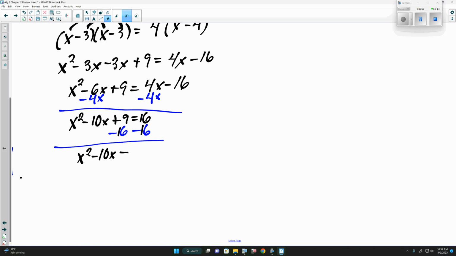Which would be, man, I'm just dropping everything. Because what is our, yep, because the 16 was negative. I didn't just drop the 1, I dropped the negative. Which would make plus, and 16 plus 9 is plus 25.